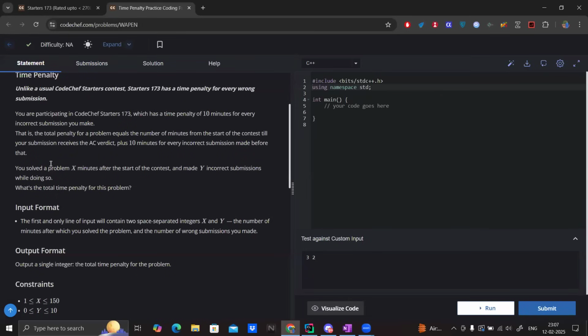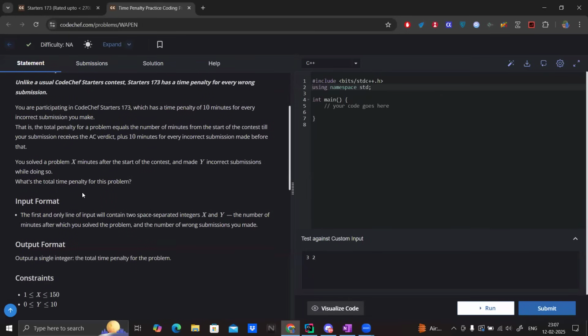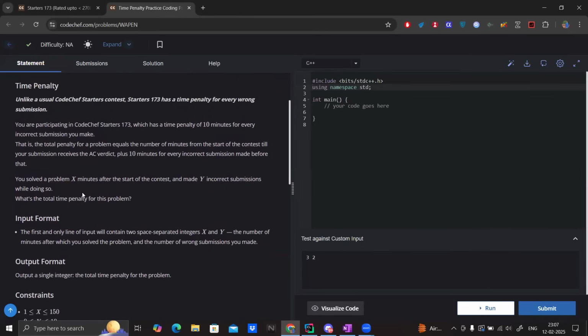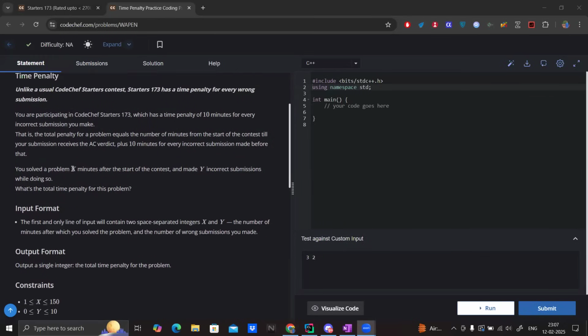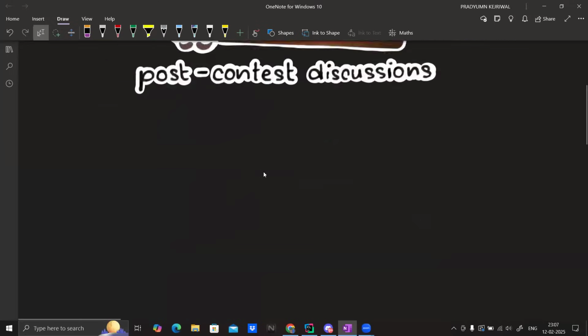So I think this is quite an easy problem. We just have to take the input and print the output. Basically, we have solved X minutes later and Y incorrect submissions we have made, right? And for each incorrect submission, we get 10 minutes penalty. So the final answer would be 10 into Y plus X, right? So that is very simple, we have to just take the input of X and Y and print 10Y plus X. All right.